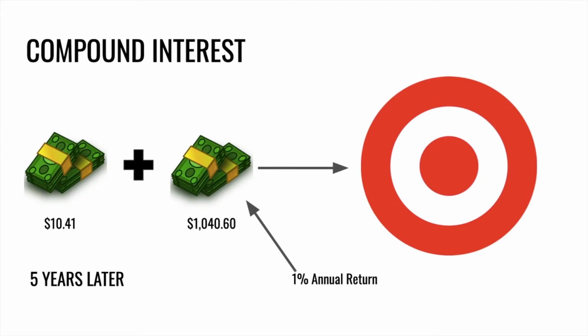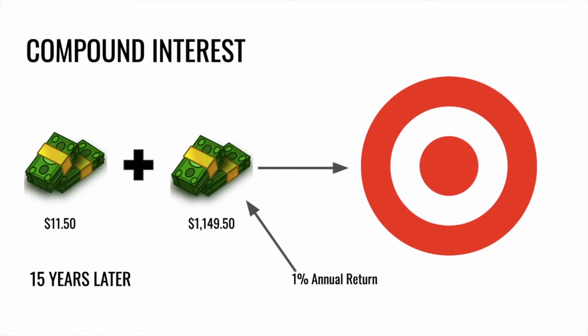Now, if Target stock returned 1% this year, just like it's done for the previous 4 years, you're going to get 1% more on 1,040.60. And 1% of that is $10.41. So now your total at the end of 5 years with compound interest is $1,051.01. Whereas with simple interest, it was a slight difference. It returned $1,050 at the end of 5 years.